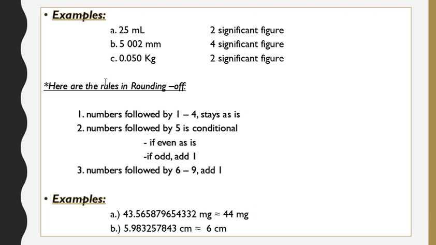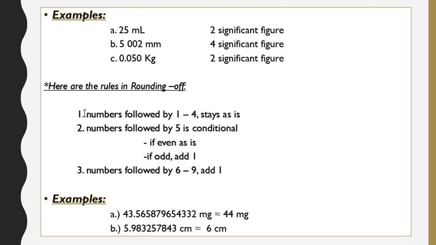Now, if the measurement has lots of digits and we need to keep only the significant ones, or to make the measurement have a lesser number of digits, we are going to apply rounding off. So rounding off is needed. Here are the rules in rounding off. Again, these rules are already not new to you. You are familiar with this.